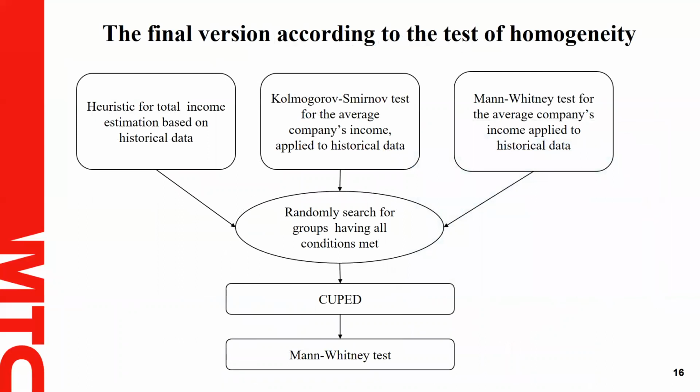Let's see what we get using the algorithm for selecting similar groups based on homogeneity criteria. We want the Kolmogorov-Smirnov and Mann-Whitney tests to say that we have the same groups based on average income attributable to the company. Also we apply a small heuristic for our business customer restrictions. By the way, it does not affect anything. By random search, we select those groups for which all the conditions are met. Then we consider a CUPED transformation and estimate the effect by the Mann-Whitney criterion.